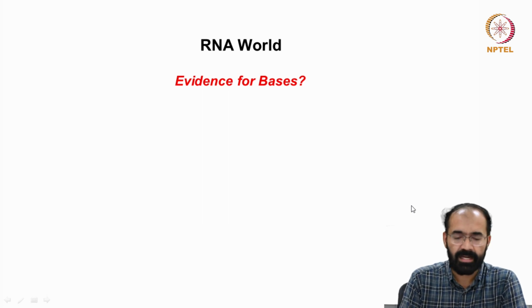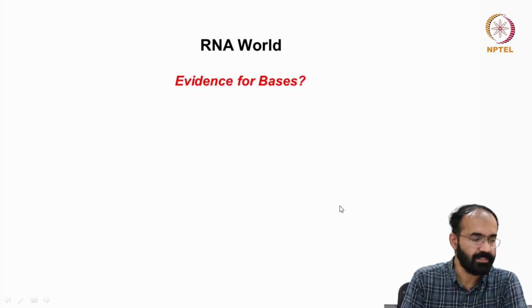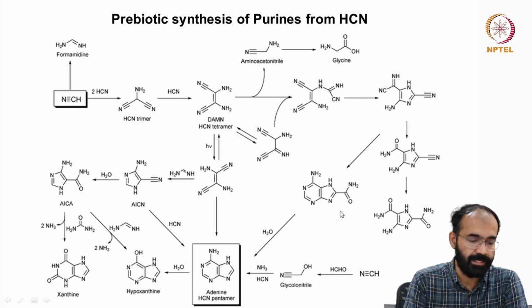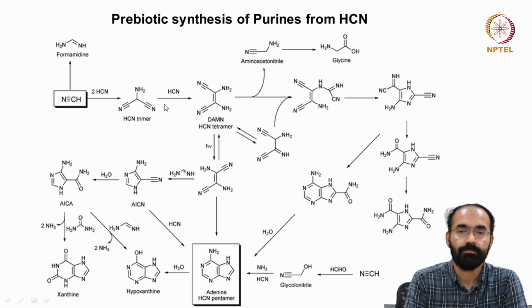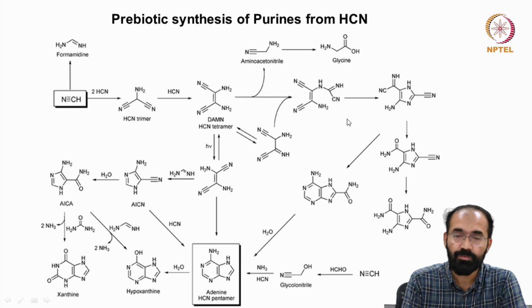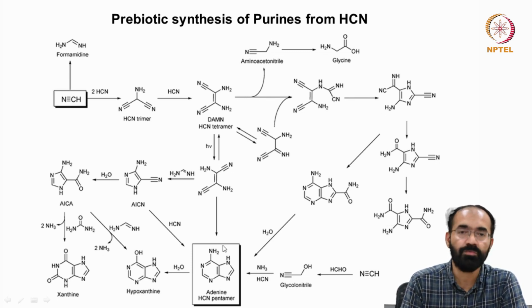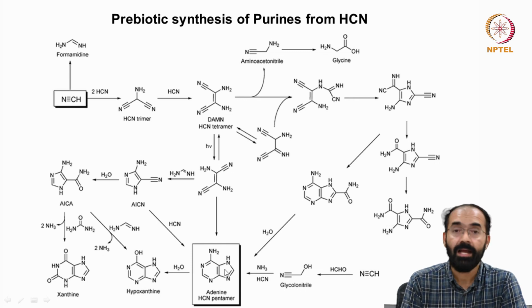And let us think in the RNA world, do we have evidence for bases that are being formed? And you can see hydrogen cyanide, that two hydrogen cyanide can form a dimer or hydrocyanic acid, and it can keep on combining and it can give rise to a sequential reaction event, and in the end of the day you end up getting adenine, which is nothing but a pentamer of hydrogen cyanide.